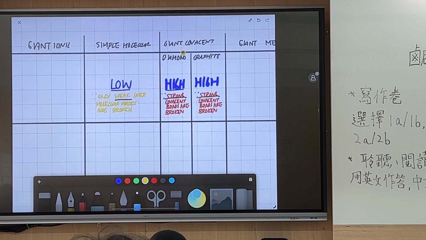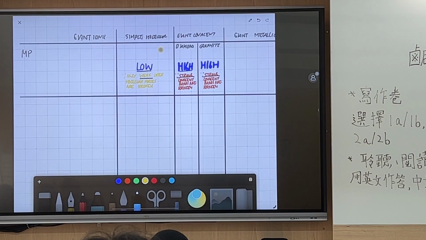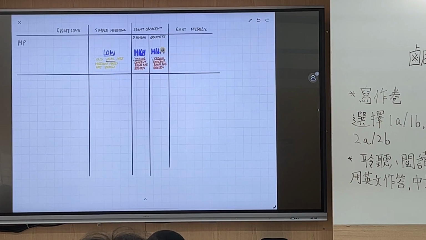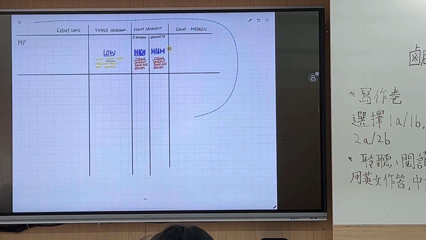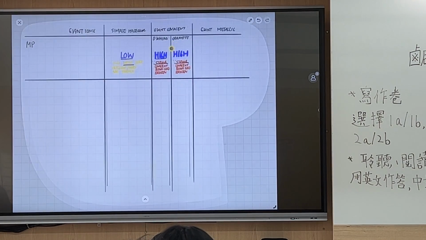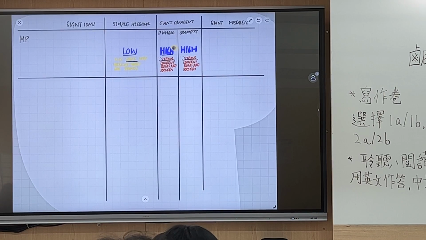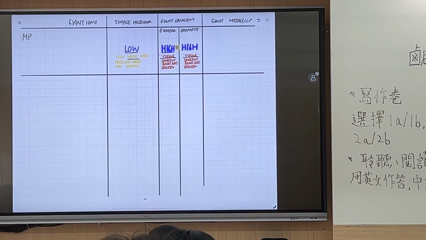Now, to check if you actually have done revision, can you tell me about giant ionic substances? Do giant ionic substances have high or low melting point, and why? High. Why? Because what is the type of interaction found in giant ionic structure? Strong ionic bond.